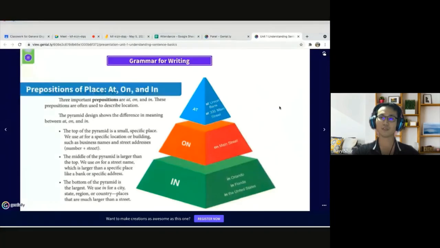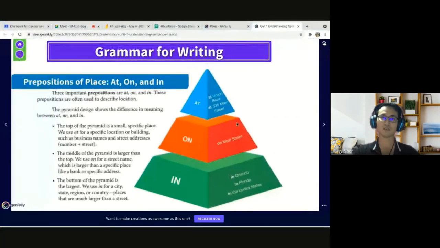Let's move to the next one. We're going to learn the preposition of place. Preposition of place: at, on, and in.